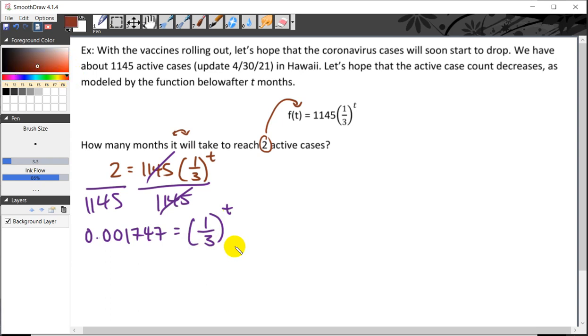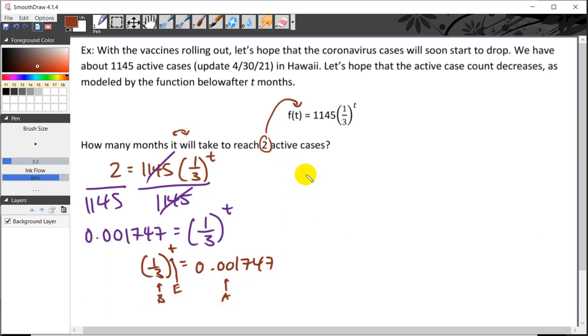Again, if it helps, you can rewrite this the other way if you flip it around. So this is 1/3 raised to t equals 0.001747. I can see some of you already getting lazy, like, okay, this is our answer, this is our base, and that's our exponent. That's fine, you can do that. I'm just showing you this way because some of you are having a hard time labeling the variables. So this is our base, this is our exponent, and this is our answer.